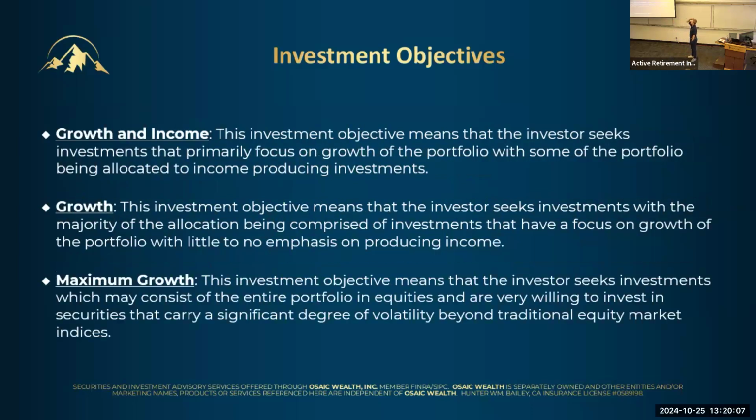Now, this one confuses me sometimes. Growth and income to me sounds the same as balanced, but it's just saying balanced, but tweak it up a little bit. Just turn up the heat ever so slightly, basically is what that means. So this investment objective means that the investor seeks investments that primarily focus on growth of the portfolio, with some of the portfolio being allocated to income producing investments.